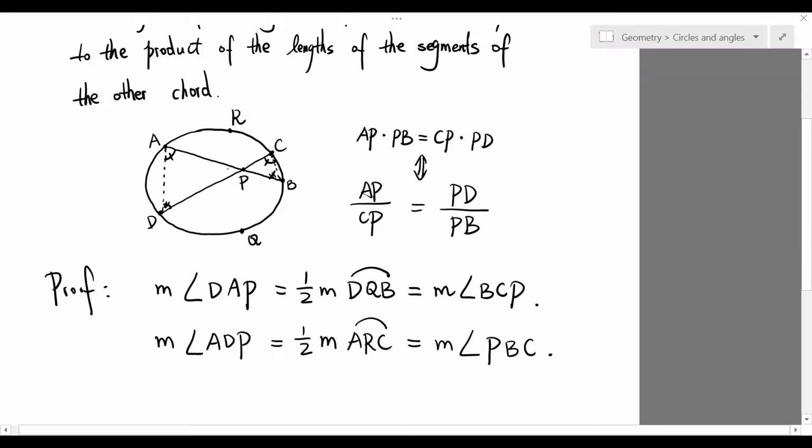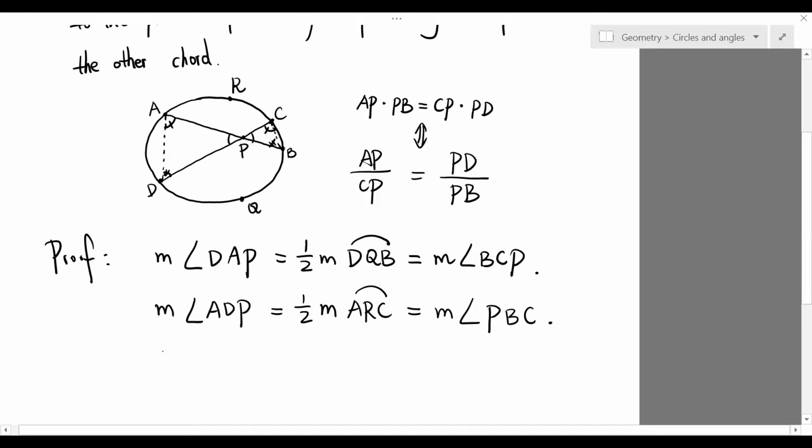Furthermore, we also have these two angles, namely the angle APD and the angle CPB, to be congruent with each other because they are a pair of vertical angles. That is, the measure of APD equals the measure of CPB as vertical angles.